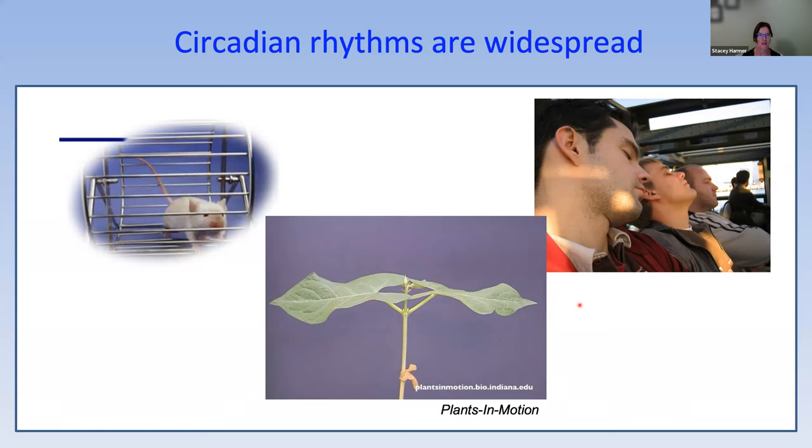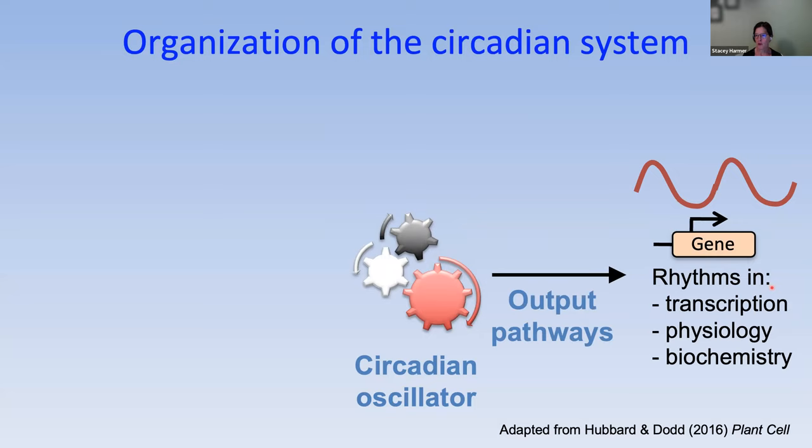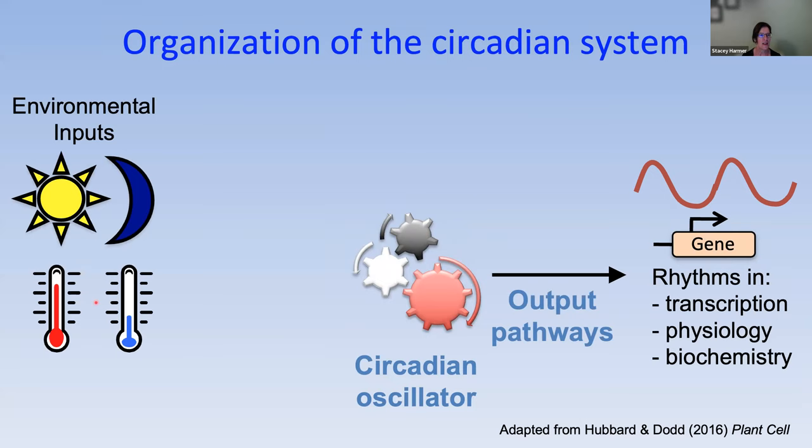We know a lot now about the organization of the circadian system in plants and in animals. This general overview holds for all organisms that have been studied: there's a circadian oscillator. It's a cell autonomous clock running within the nuclei of these cells. It generates rhythmic outputs like leaf movements, and these are rhythms in transcription, physiology, biochemistry. But a clock that couldn't be readjusted is not very useful. So it can be reset by environmental cues such as light and temperature, and that's called entrainment.